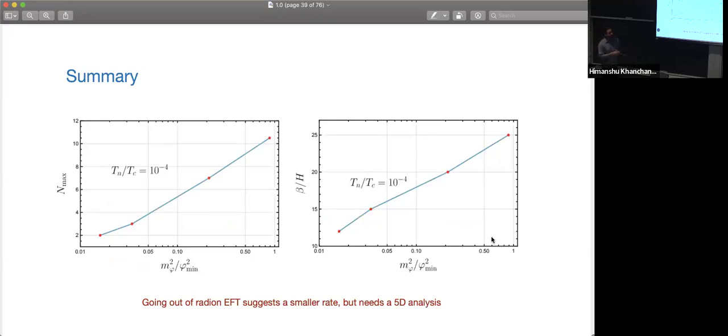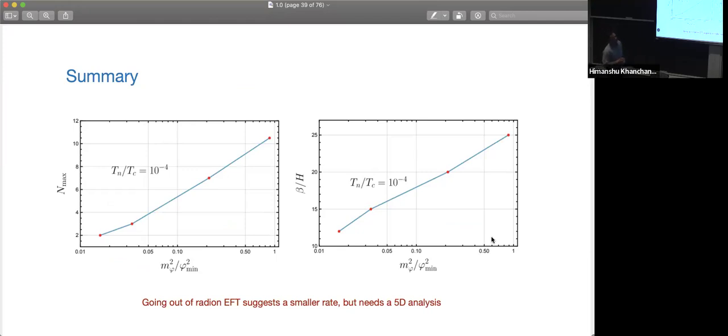Long story short, if you make the radion heavier by making epsilon 3 non-zero, your n max that you're allowed increases and your beta increases. This is the summary of what this work does. Wait, what was beta?